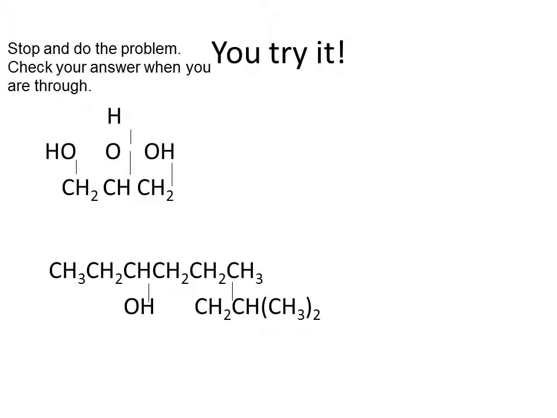Here are 2 problems for you to try. The top one, notice it has 3 hydroxyl groups, so you're going to put triol on the end. The bottom one is a little bit more straightforward because there's only 1 hydroxyl group. Both of them are alcohols. Find the longest chain, name and number the functional group, and then the substituents.